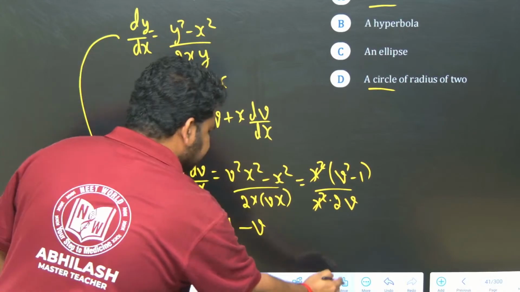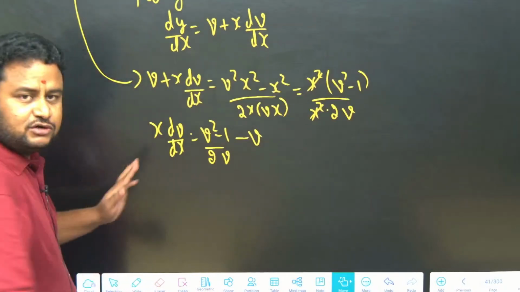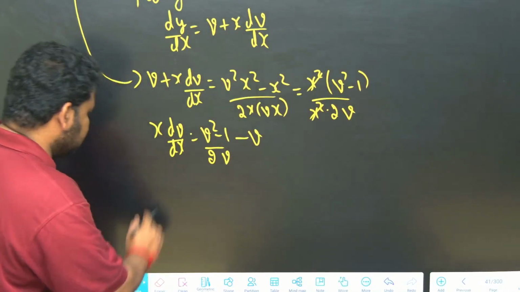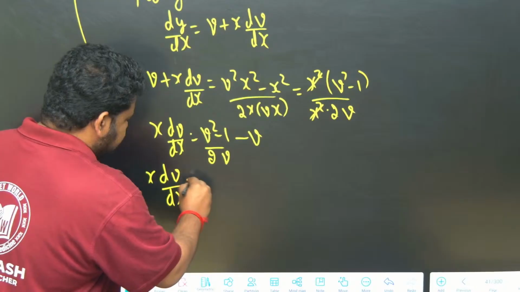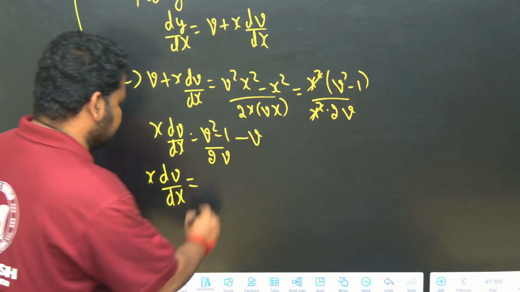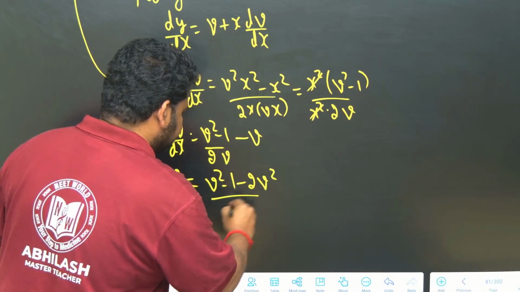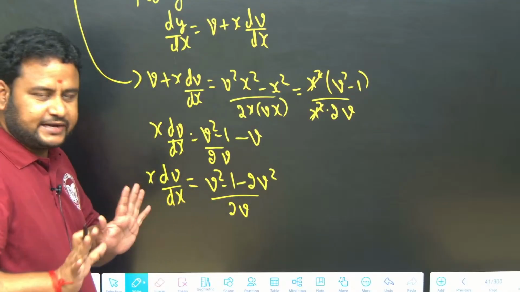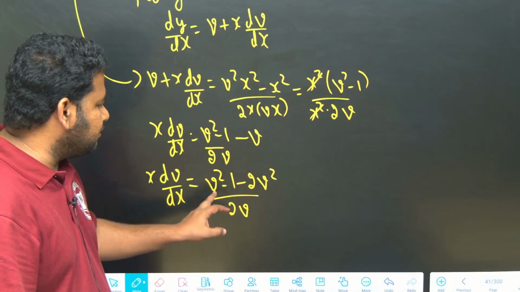Now if I take LCM, what will I get? I have x into dv by dx finally. If I take the LCM, this will become 2v square. Let me write it down: v square minus 1 minus 2v square divided by 2v. This is what I have now. Step by step I am explaining. So v square minus 2v square will become minus v square.